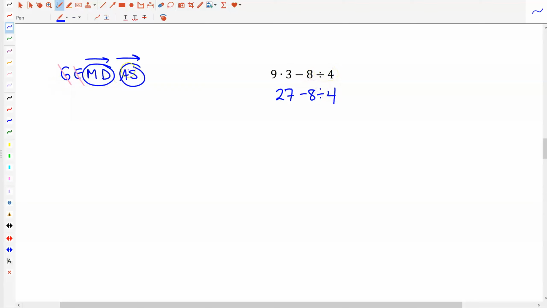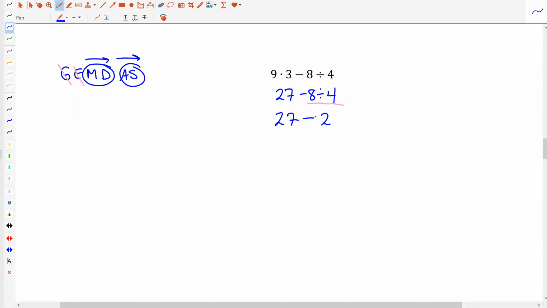Throwing order of operations at this again. Again, no grouping symbols, no exponents. I'm still in my multiply and divide step. I have this division right here. This 8 divided by 4 would give me 2. I'm going to carry down these other pieces.